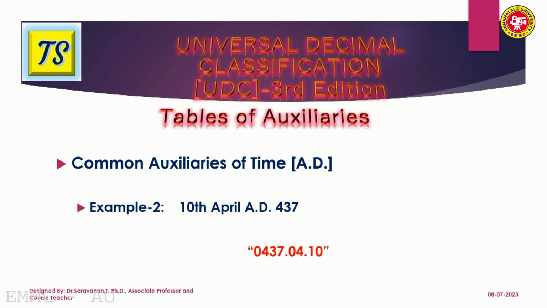Observe example 2, 10th April AD 437. The same format has been used. Here the 3-digit year is transferred into 4-digit format. To fulfill this, 0 has been inserted. It should be prefixed, followed by the month. The notation number has been used. The same single digit is transferred into 2-digit format by adding 0.